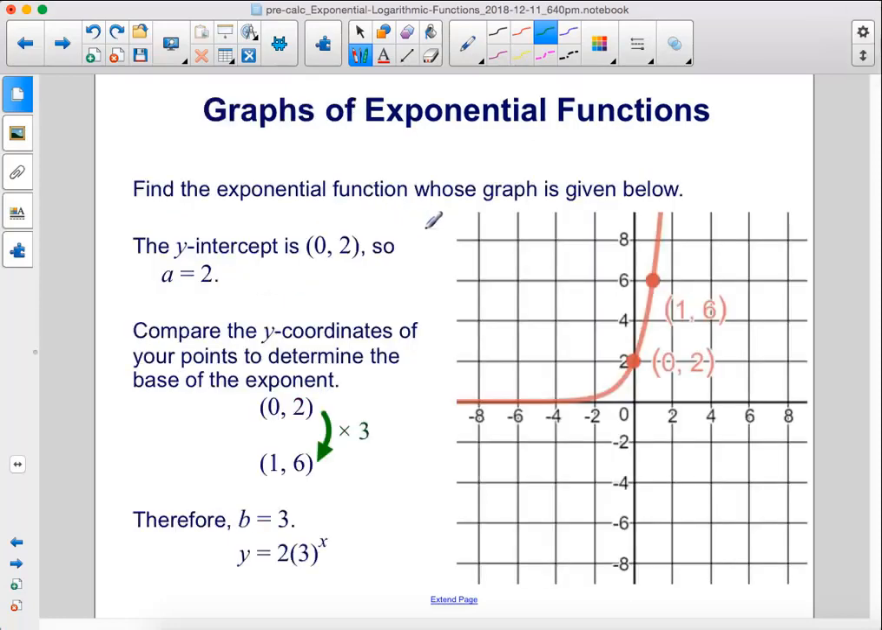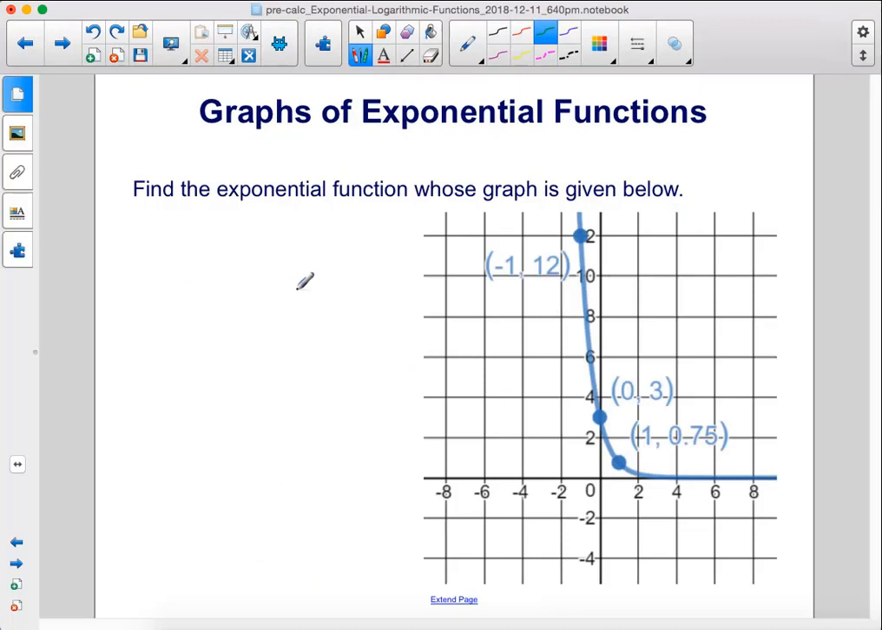Find the exponential function whose graph is given below. As we can see, the y-intercept is (0, 2). That means that a equals 2. Compare the y-coordinates of your points to determine the base of the exponent. So (0, 2) then goes to (1, 6) right there. Therefore, b equals 3, because we had to multiply 2 times 3 to get 6. Therefore, y equals 2 times 3 to the x power.